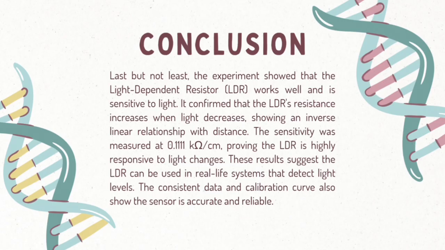Last but not least, the experiment showed that the light-dependent resistor LDR works well and is sensitive to light. It confirmed that the LDR resistance increases when light decreases, showing an inverse linear relationship with distance. Sensitivity was measured at 0.111 kilo ohm per centimeter, proving the LDR is highly responsive to light changes. These results suggest that LDR can be used in real-life systems that detect light levels. The consistent data and calibration curve also show the sensor is accurate and reliable.